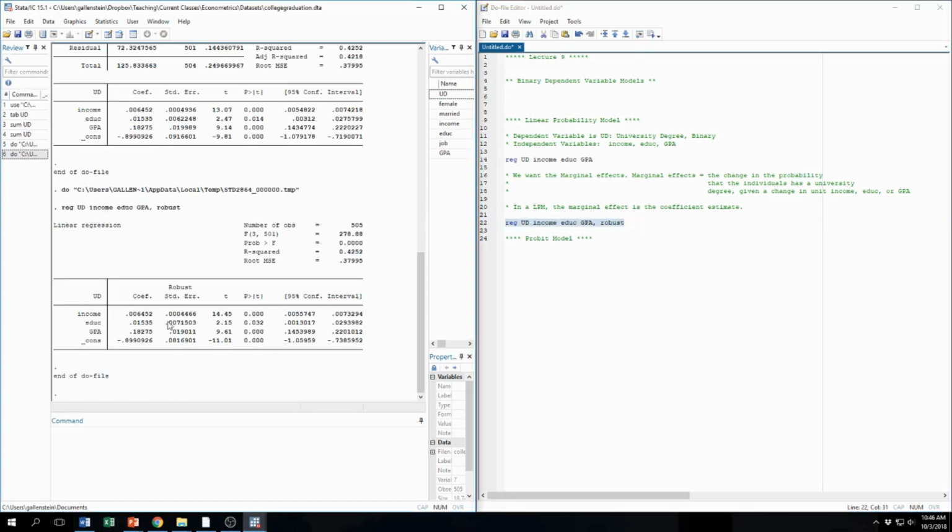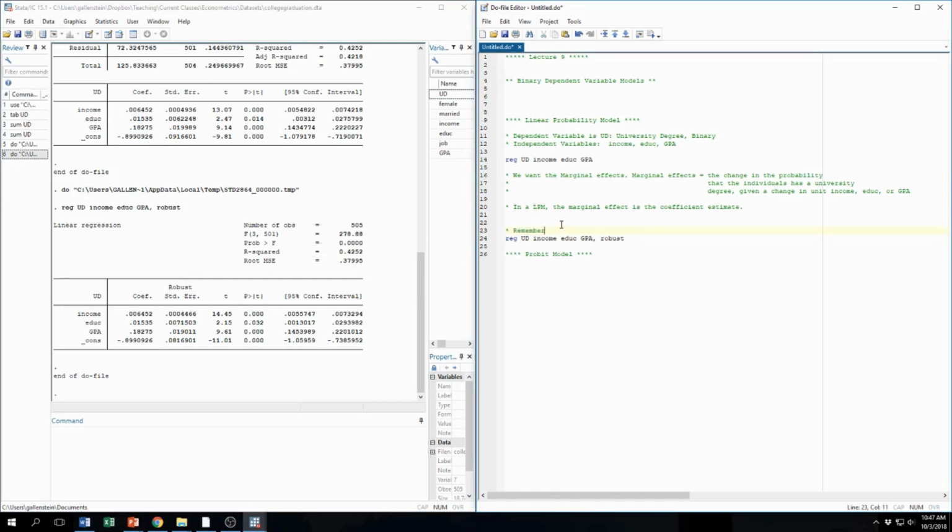Okay, so now when we've done that, we have corrected. Now we have robust standard errors, so all of our coefficients are the same, but our p-values have changed a little bit, but actually qualitatively there's no difference. Income is still significant at the 1% level, education is still significant at the 5% level, GPA is still significant at the 1% level. Okay, so no major changes here. All right, so we have to remember.